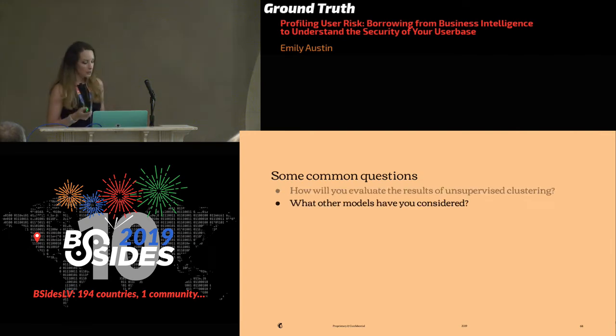And then another common question I get is, what other models have you considered? All the models that I talked about here are centroid-based clustering. So I'm probably going to try DBSCAN or some sort of density-based clustering model at some point. Again, I'm probably going to throw a bunch of things at the wall and see what sticks, just because I'm really curious how this will shake out.